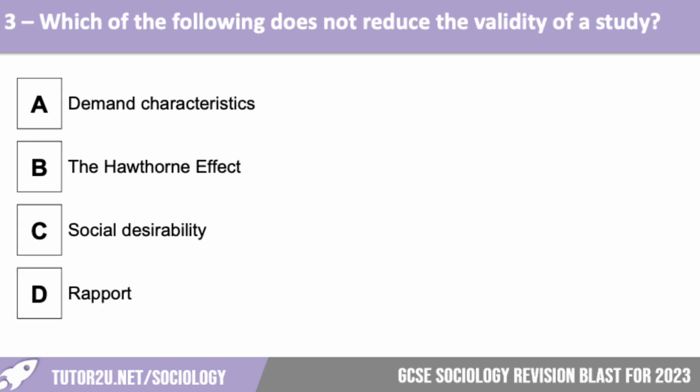3, which of the following does not reduce the validity of a study? A, demand characteristics, B, the Hawthorne effect, C, social desirability, or D, rapport. So which of the following does not reduce the validity of a study? Validity, remember, is all about how truthful that study is, so how useful it is. Let's have a look. It is rapport. So generally, if you have good rapport with your subjects, then they are more likely to give you some useful results.